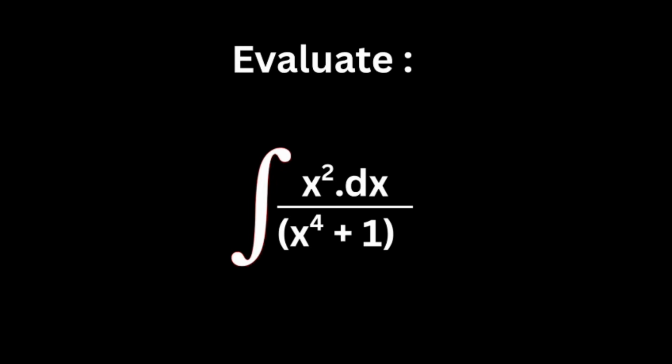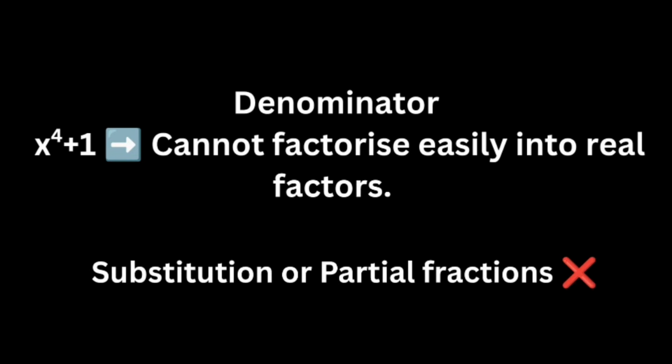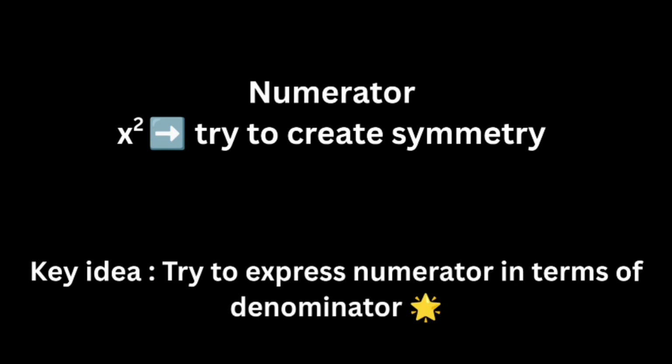So let's begin. Step 1. Observation. Let's carefully observe the denominator x to the power 4 plus 1. This expression cannot be factorized easily into real factors. So, common methods like substitution or partial fractions do not work directly. Now, look at the numerator x square. This suggests that we should try to create symmetry in the integrand. The key idea in such problems is to try to express the numerator in terms of the denominator.